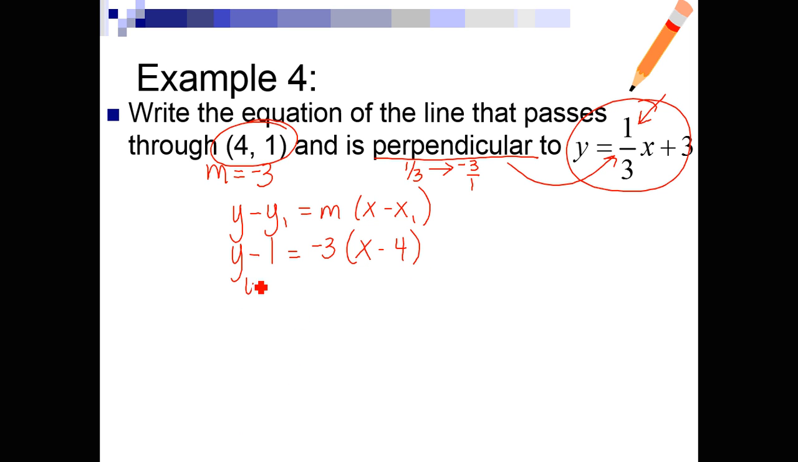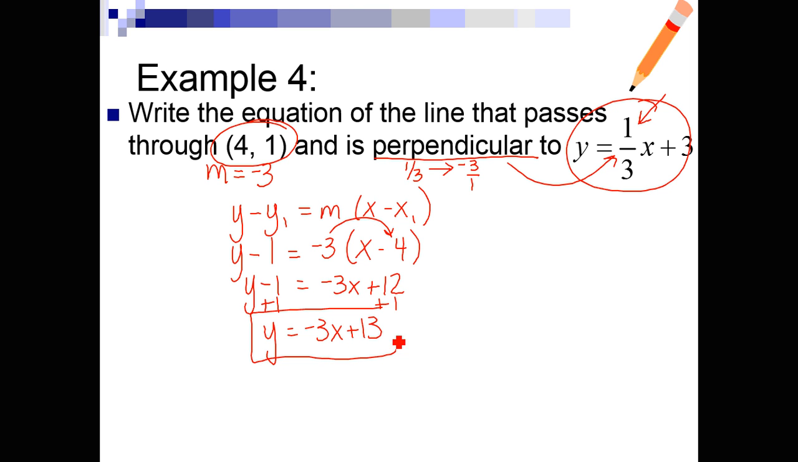And then again, we'll go ahead and distribute so we can get the y alone. -3x, +12. Be careful. -3 times -4 is +12. And then we'll add that 1, add that 1. Y equals -3x plus 13. So I can see now what the b is. I see the slope. And again, we can sketch that graph really easily, just like the other line that was given.